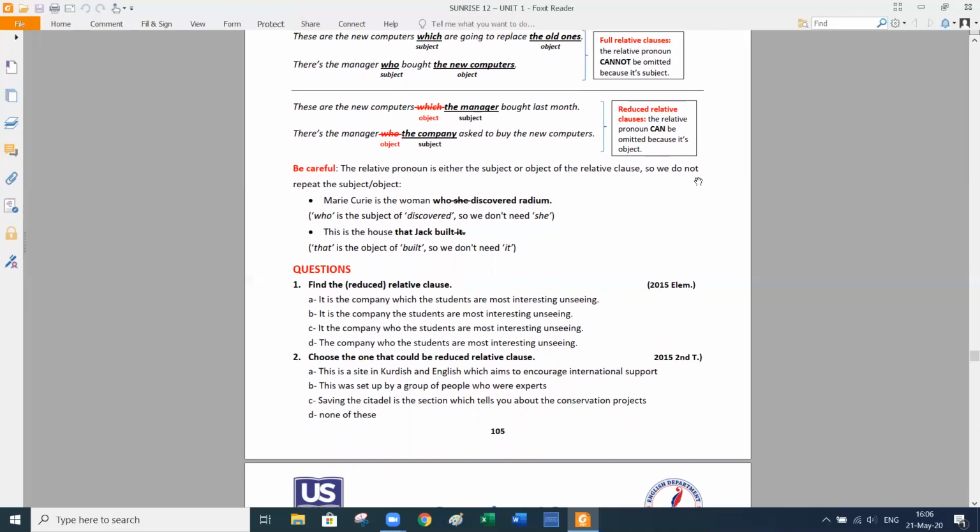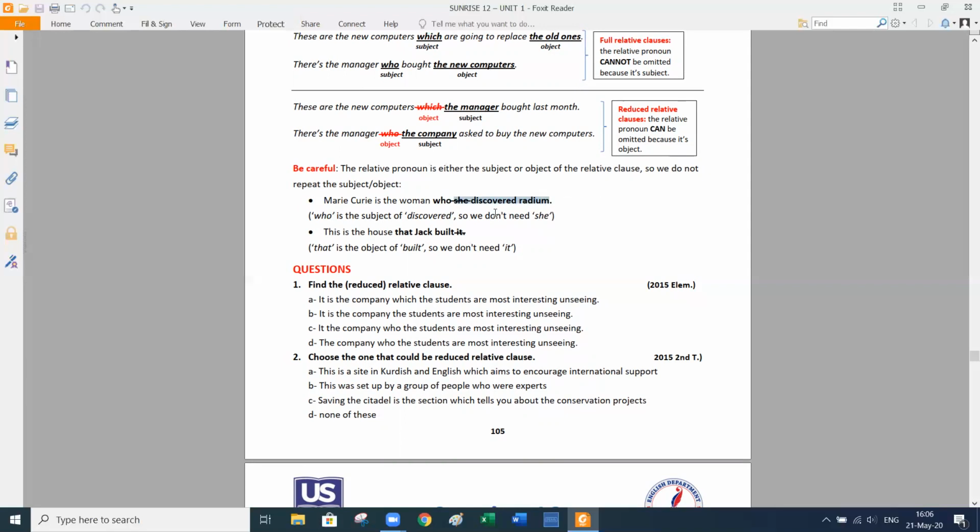So we do not repeat the subject or the object. Namely, Marie Curie is the woman who discovered radium. So if you are asked, for example, to join the two sentences using a relative pronoun, "Marie Curie is the woman" is the first sentence, full stop. "She discovered radium" is the second sentence.